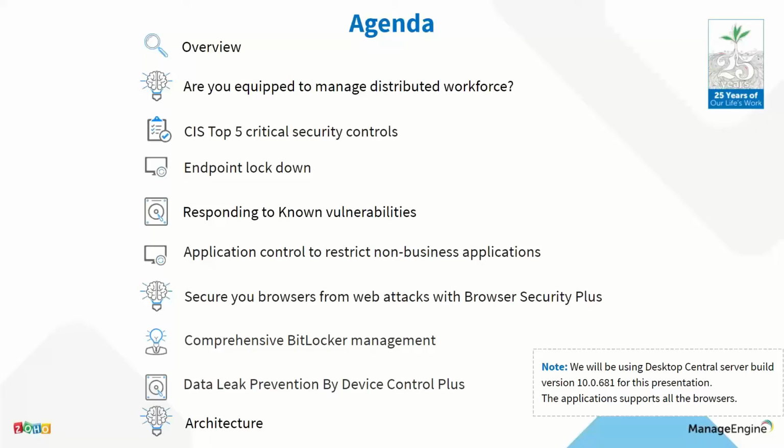So we'll be looking into these aspects from the view of the CIS top 5 critical controls, and how the security add-on can add value to your day-in and day-out IT management. Finally, you'll have data leak prevention by device control for USB-based peripherals. And if time permits, we will also look into the architecture of Desktop Central.